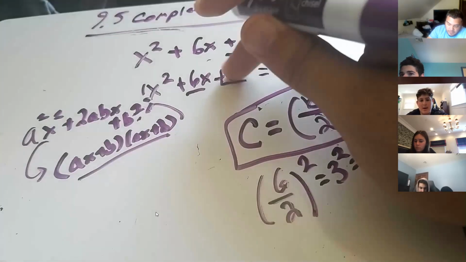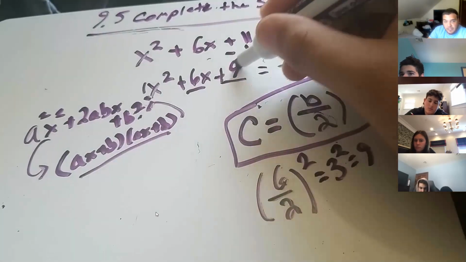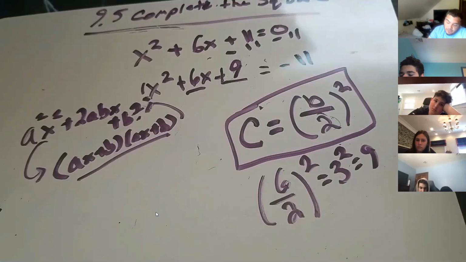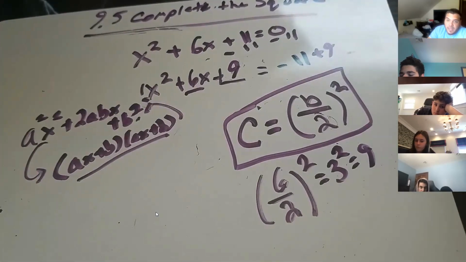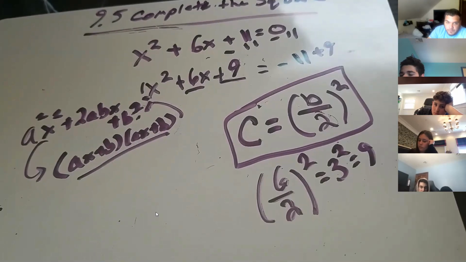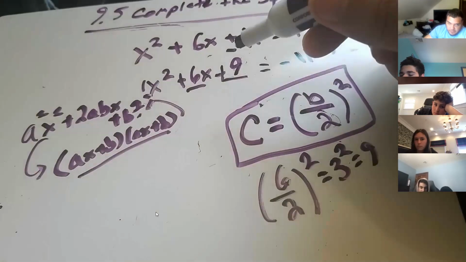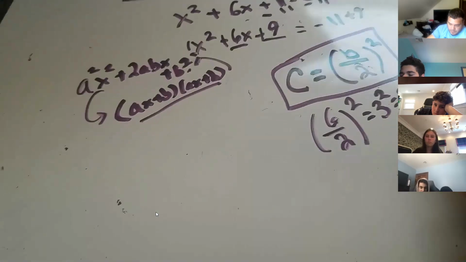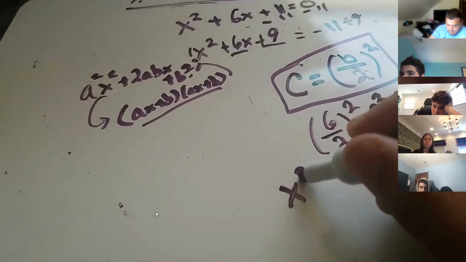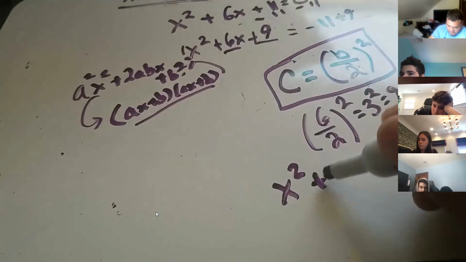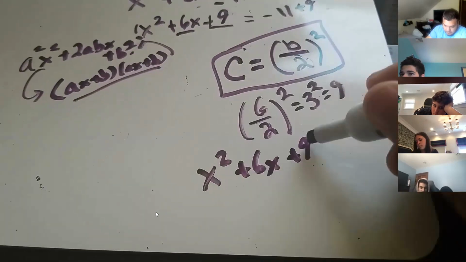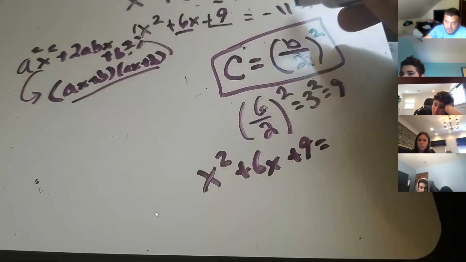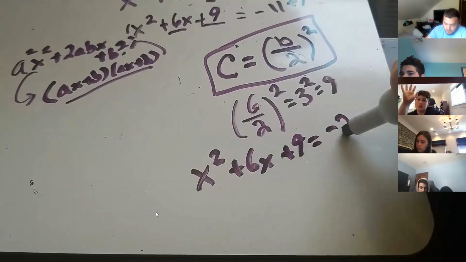So I'm going to erase the C and add a 9 to here. Now, if I add it to the left, I have to add it to the right. So now I can rewrite this whole thing as x squared plus 6x plus 9 equals negative 11 plus 9, negative 2.